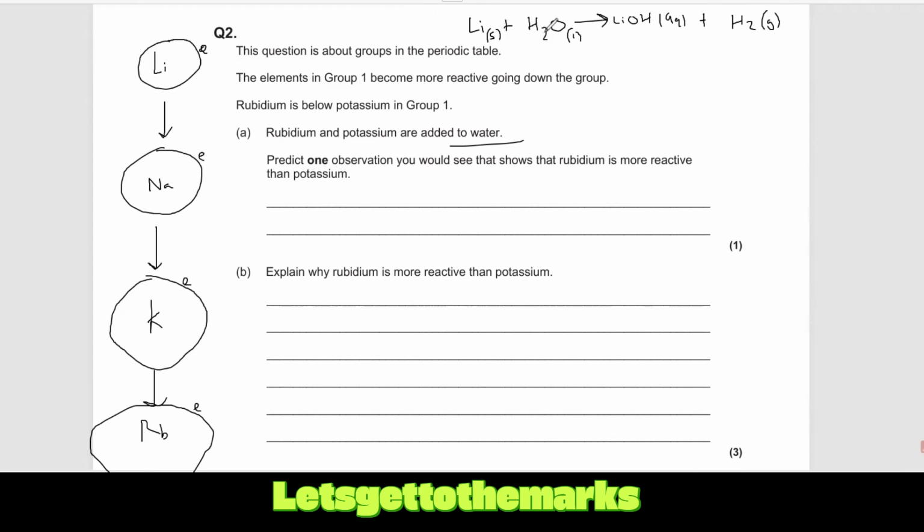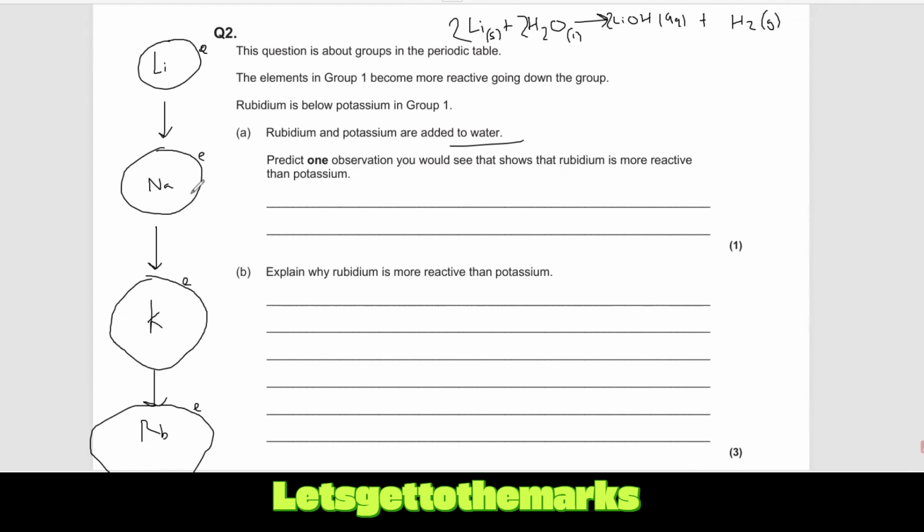Right, lithium plus water goes to lithium hydroxide plus hydrogen. But it's not balanced, is it? We've got one hydrogen there, two there. So I'm going to put a two there to make four hydrogen. Yeah, okay, that's balanced. Now, we've got the state symbols. I tried to do this just to show you that when you add a metal to water, you make an alkali and you give off hydrogen gas.